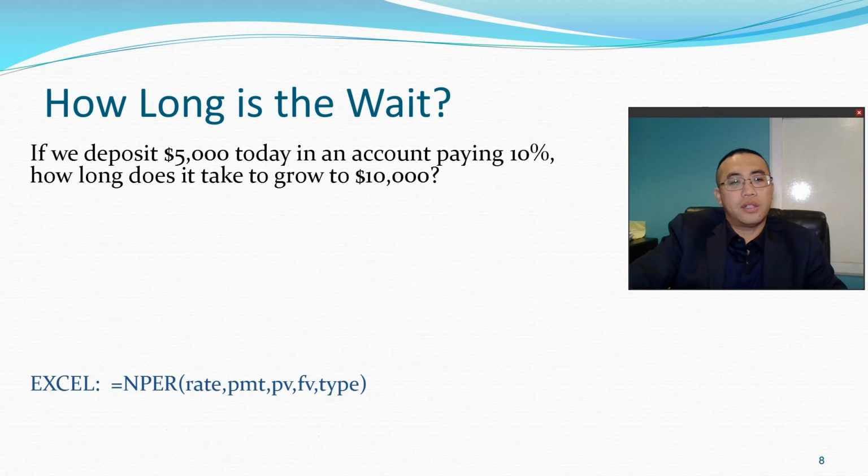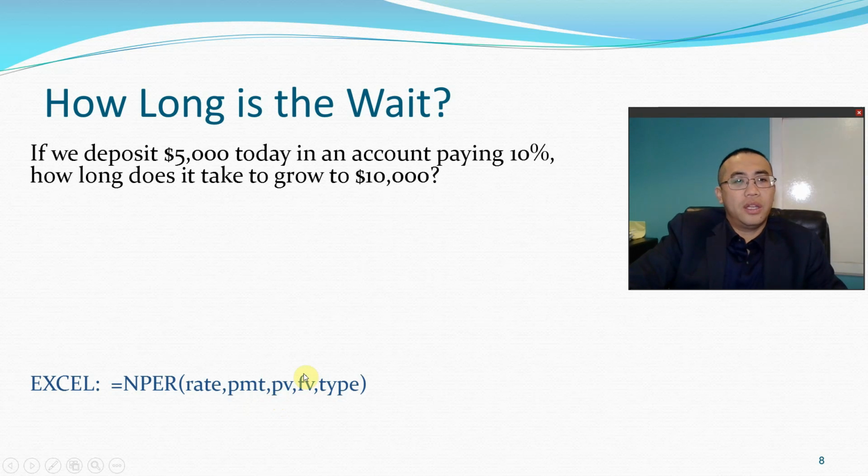All right, now let's start talking about how to solve for the time period. Right now you deposit $5,000 today in an account paying 10%. How long does it take to make your money grow to 10,000? So it is about solving for n, or the number of years. In Excel, you start with NPER, number of periods, and then rate, payment, present value, future value, and type. Keep in mind that the direction or sign of present value and future value is different.